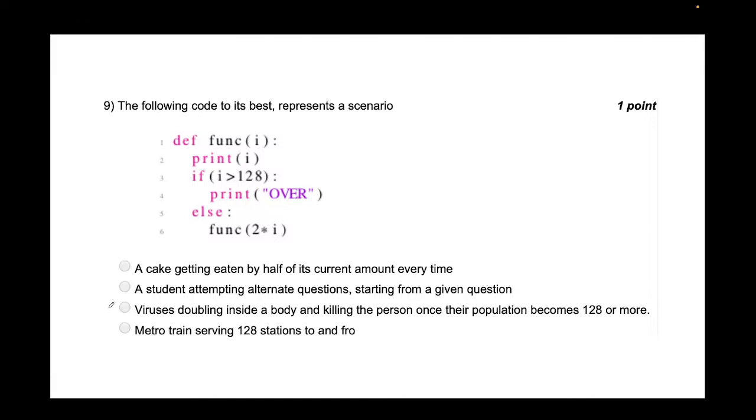So I think you kind of know the answer. That is option 3. Every time it's doubling, and when the population becomes 128 or more, we are printing over. That is the critical limit beyond which a host can tolerate the virus count. Once it becomes 128 or more, it's no longer tolerable. It's killing the person.